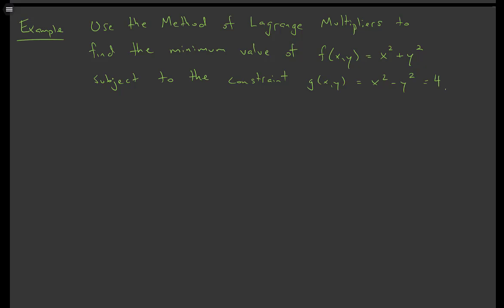So how does this method work? Well, as we show in the notes, the basic idea is that a function will attain an extreme value subject to a particular constraint when the gradient of the function is proportional to the gradient of the constraint. That is, the gradient of f is going to be equal to some constant times the gradient of g here. We call this constant a Lagrange multiplier.